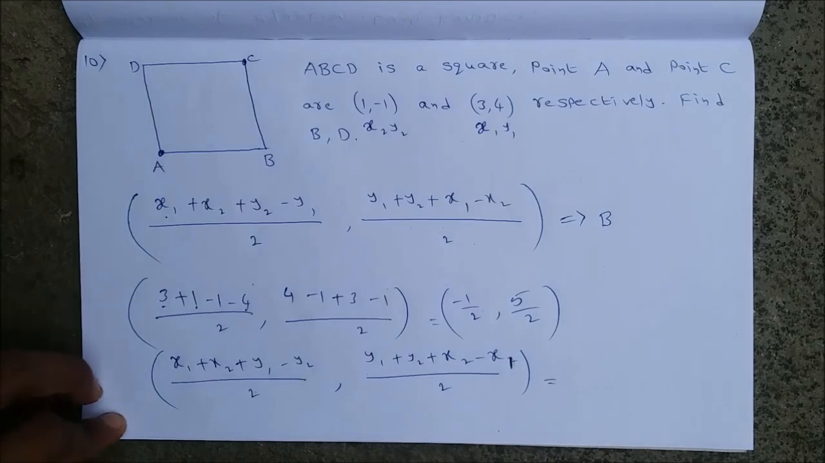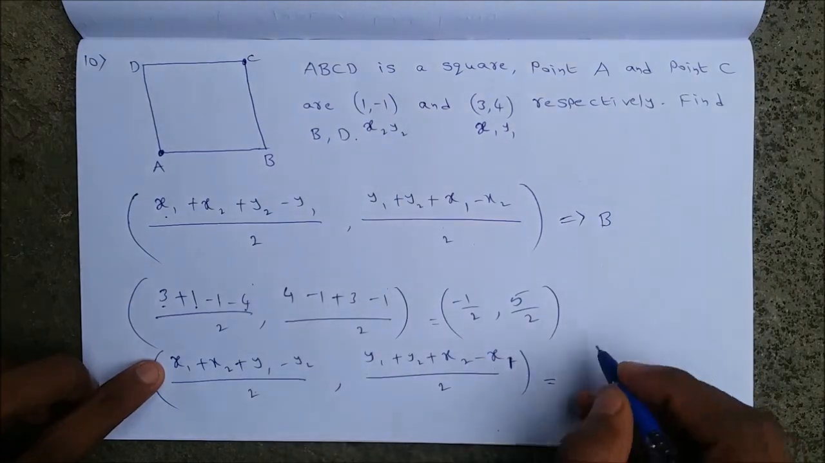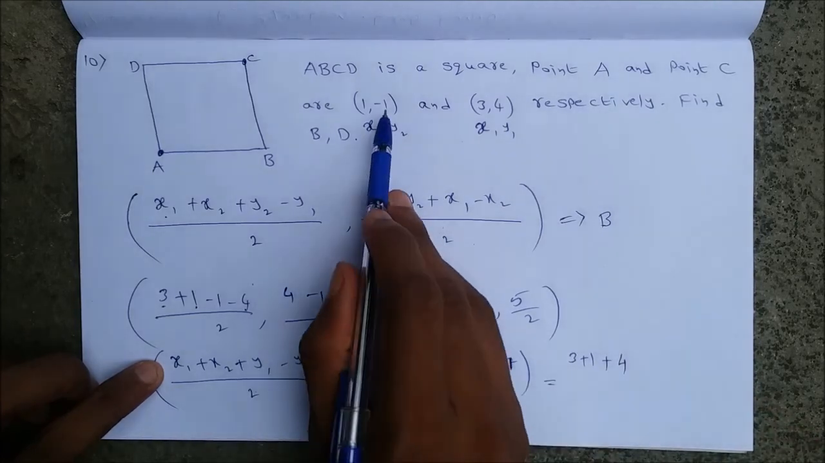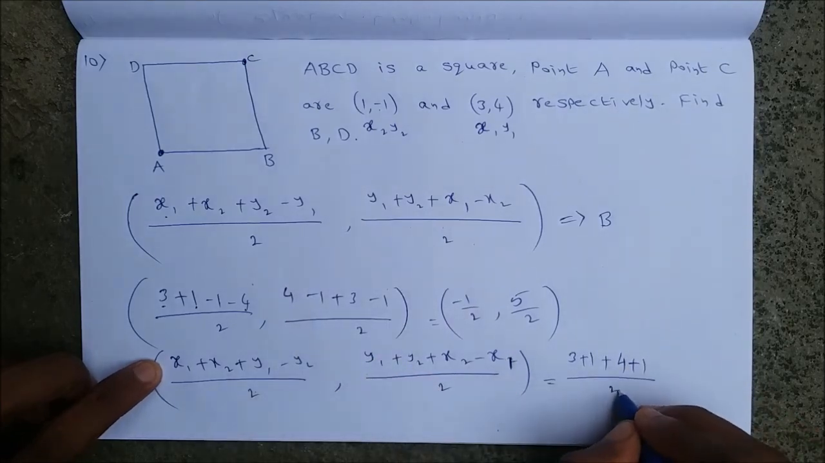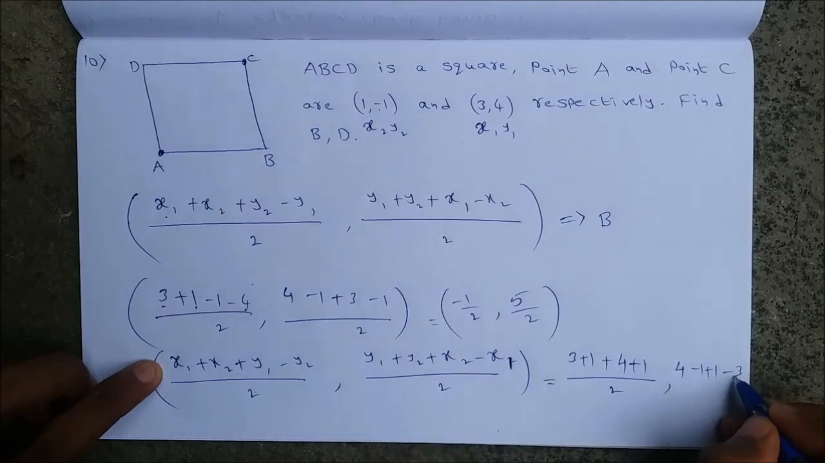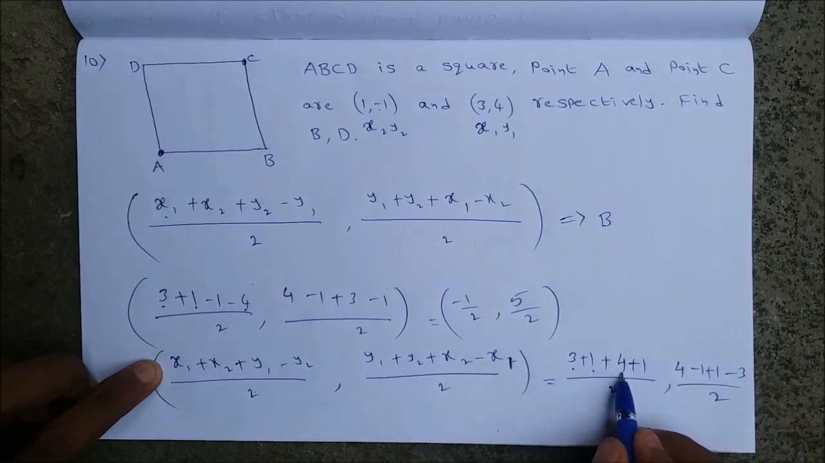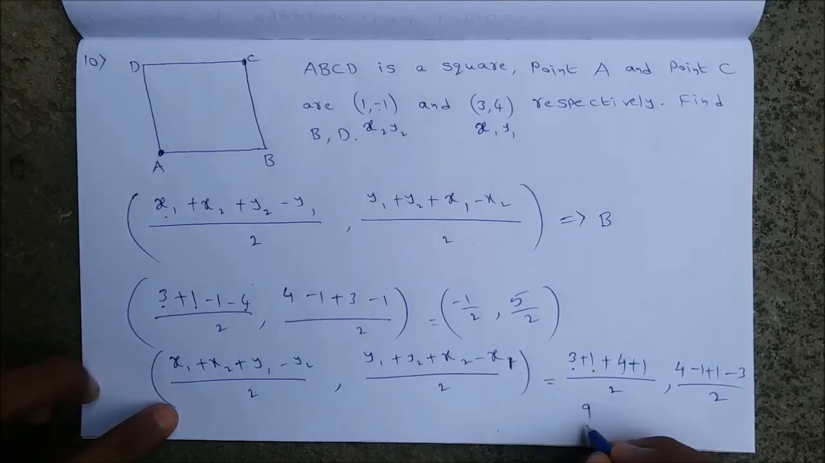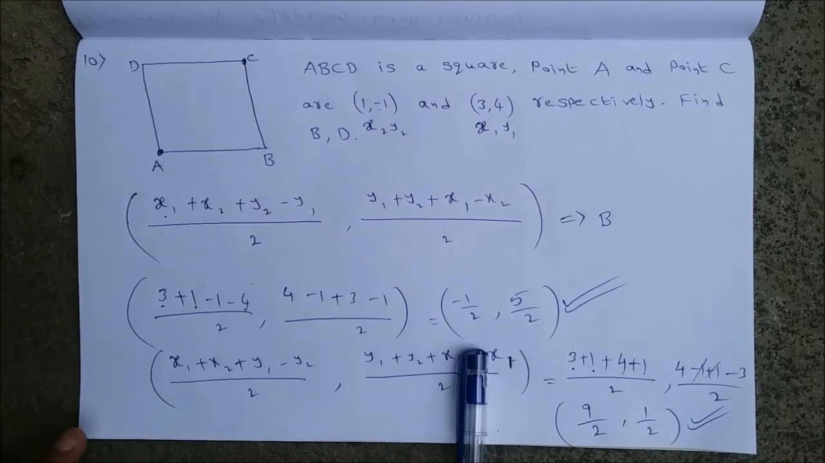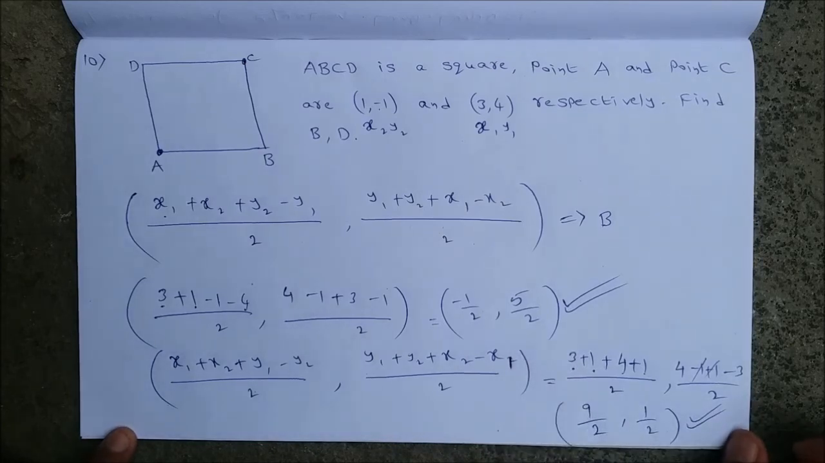Now let us substitute the numbers in this again. x1 plus x2, x1 is 3, x2 is 1, so 3 plus 1, plus y1 4 minus y2. The y2 value is minus 1, so minus of minus 1 is plus 1, by 2, comma. Next y1 plus y2, y1 is 4, y2 is minus 1, then x2 plus 1, then x1 minus 3, divided by 2. Here 3 plus 1 is 4, 4 plus 4 is 8, 8 plus 1 is 9, 9 divided by 2, comma, minus 1 plus 1 cancel, 4 minus 3 is 1, 1 by 2. So point B is (-1/2, 5/2) and point D is (9/2, 1/2). So the 2 points are (-1/2, 5/2) and (9/2, 1/2).